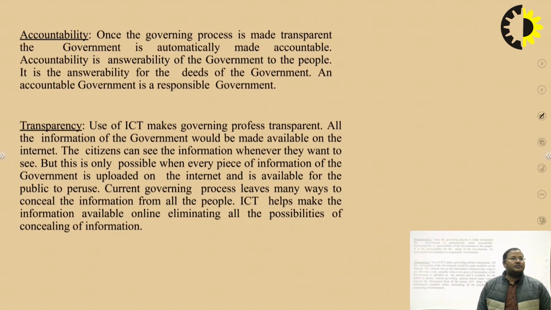Accountability, I already discussed. Once the governing process is made transparent, the government is automatically made accountable. Accountability is the answerability of the government to the people. It is the answerability for the deeds of the government, and an accountable government is a responsible government. Transparency, I also discussed earlier: use of ICT makes the governing process transparent. By using ICT, the governing process will be transparent. All the information of the government would be available on the internet, websites, applications, etc.